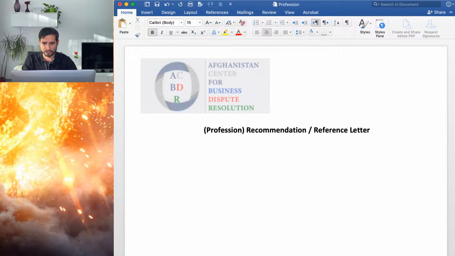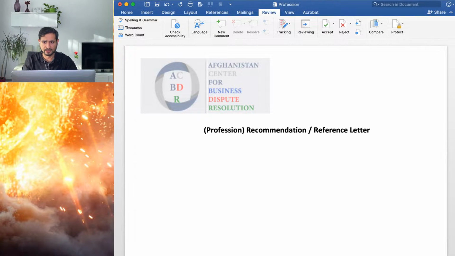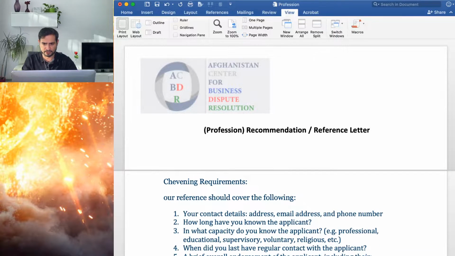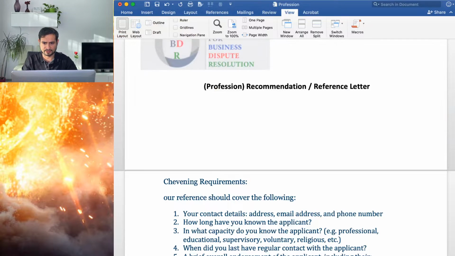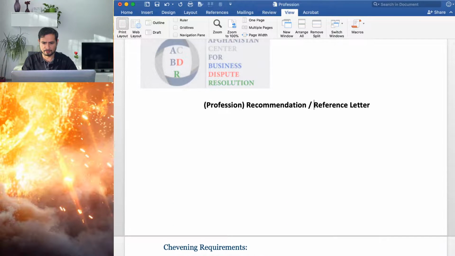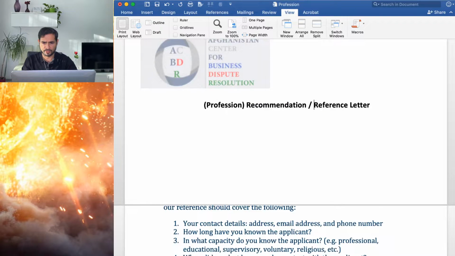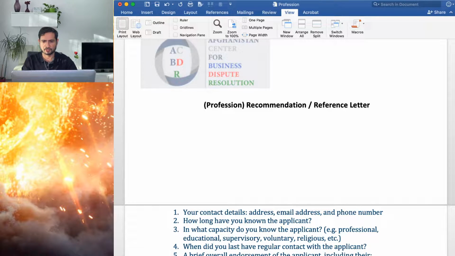I would like to use a split screen in order to see the important points requested by Chevening. I put them at the bottom here so that I can see them and refer to them. It's there. Okay, and on the top we just continue writing.